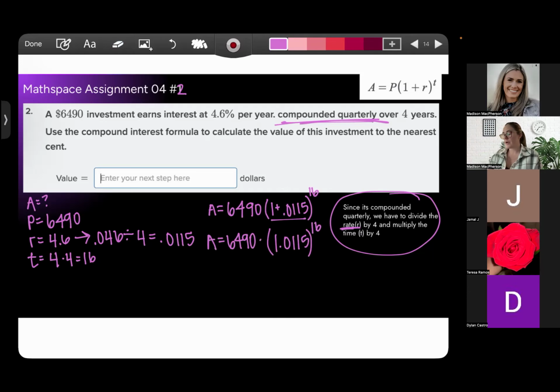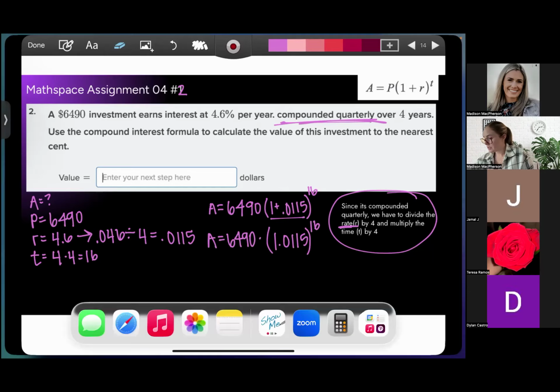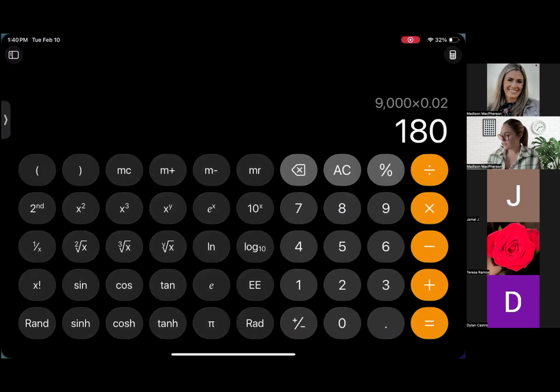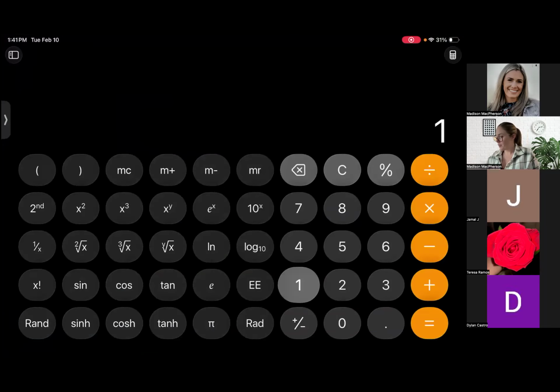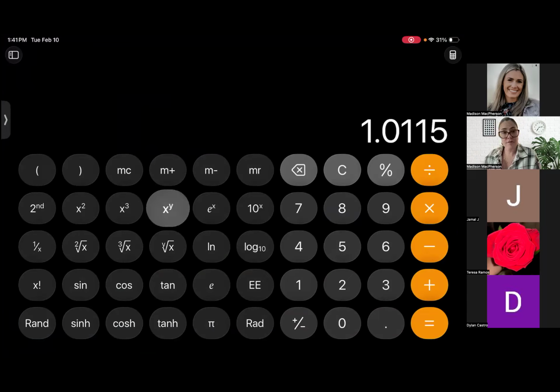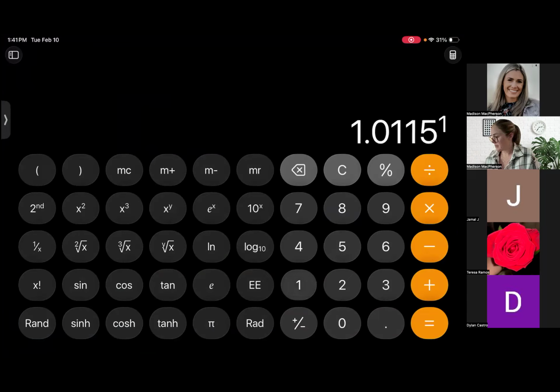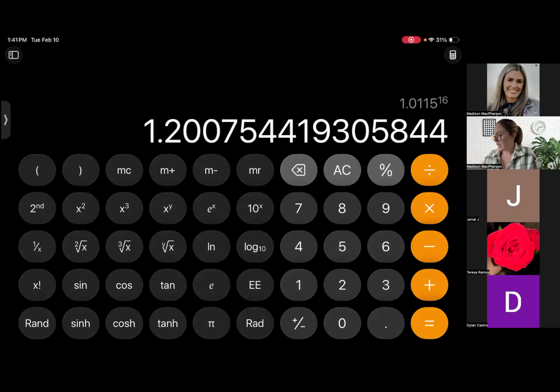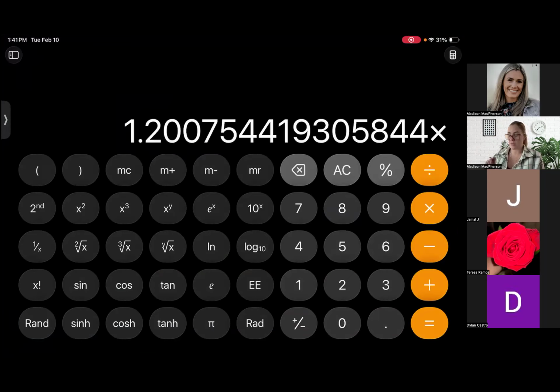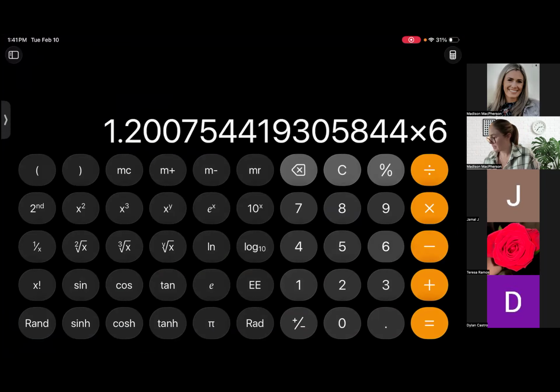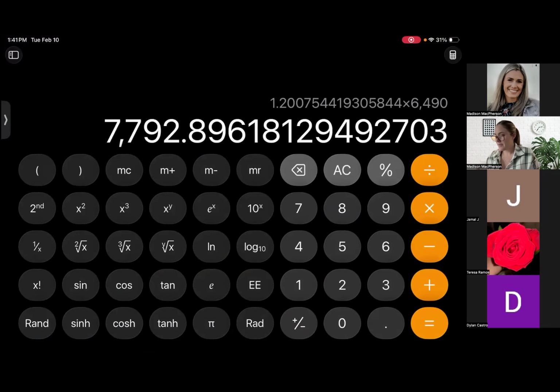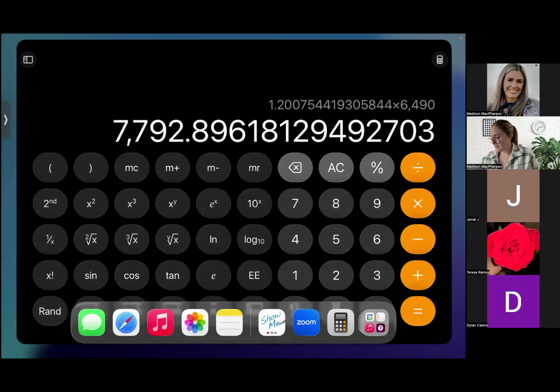Okay, so now this is the part where I put it in my calculator. Again, I'm going to show you guys how to do this. So we had 1.0115. Make sure that was the right number. Yeah. To the power of, so remember, use this button here. To the power of 16 equals, and then we're going to multiply by that principal amount, which was 6,490, and we get 7792.896.